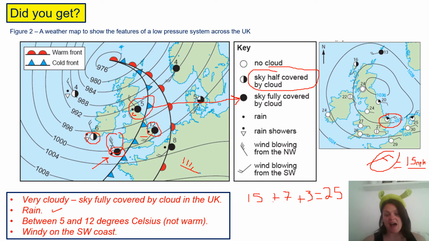You didn't have to do that, but just some of you that were thinking back to last lesson when we did high pressure, you'll remember that symbol. So down here on the southwest coast, it was about 25 miles per hour.